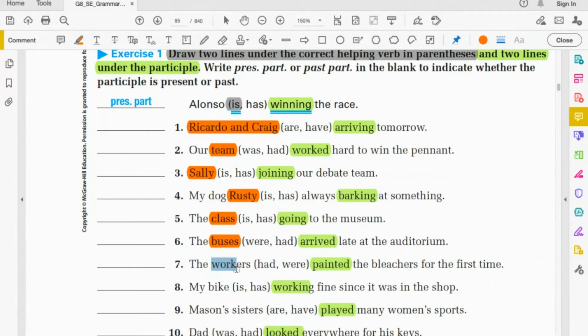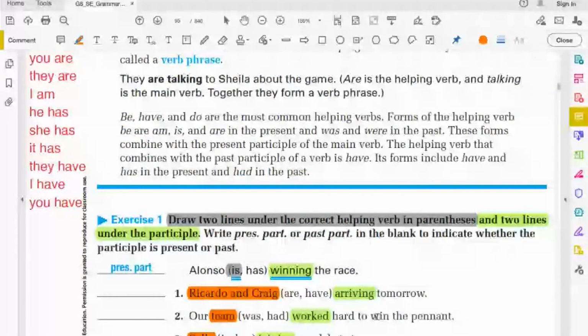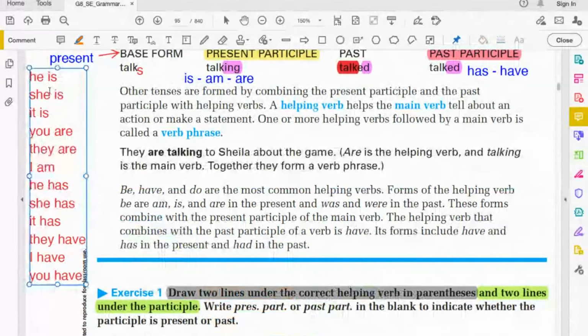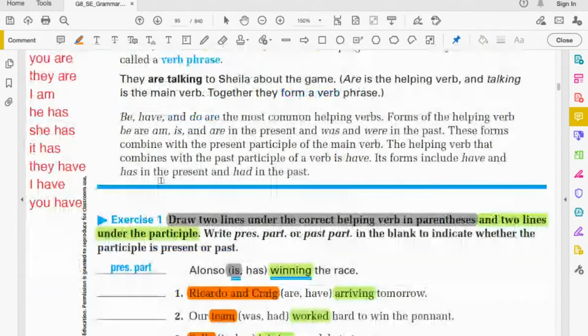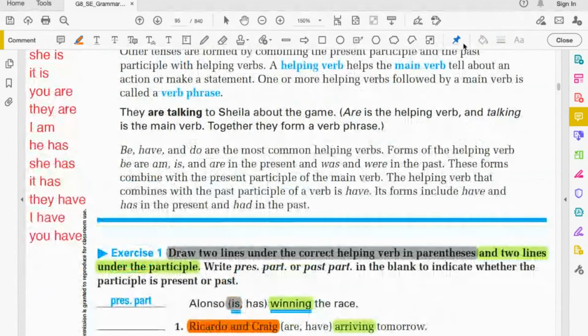Buses. Workers. Bike. Sisters. Dad. Why do I want to find the subject? Because I can tell if it's singular or plural. What difference does that make? Well, it makes a big difference. Because now that determines whether I'm going to choose is, am, are, or has or have. And so you can be glancing at this when you make your selection down below.